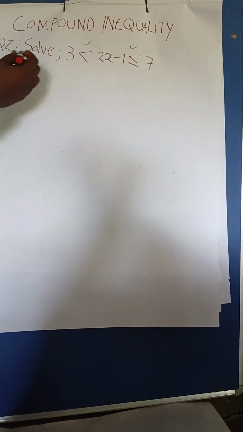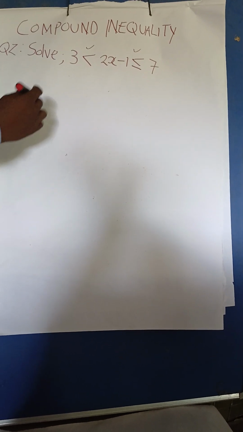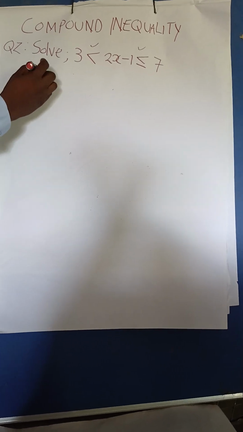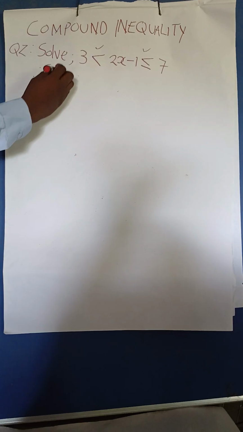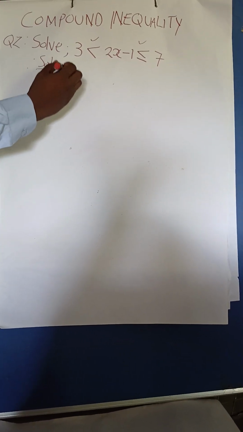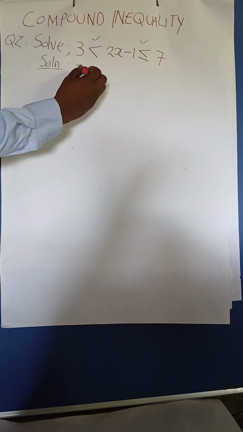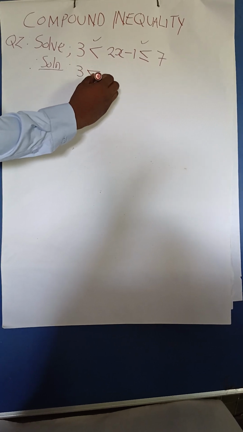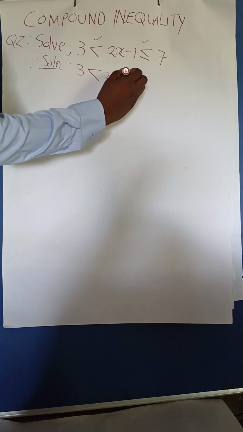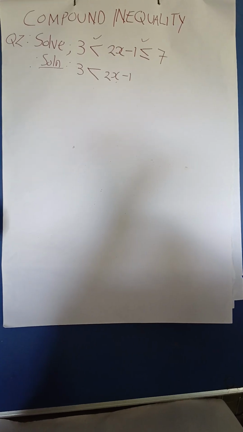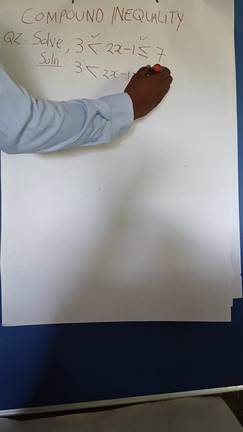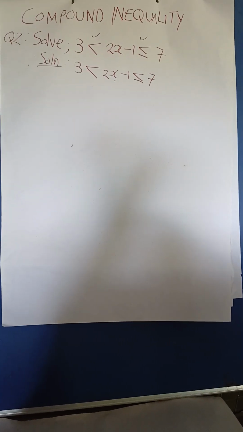So learners, it's very simple. What we do, let me write. So therefore, the solution to this, what we normally do, very simple. You can write your question. Let's say 3 is less than 2x minus 1, then this one is less than or equal to 7.